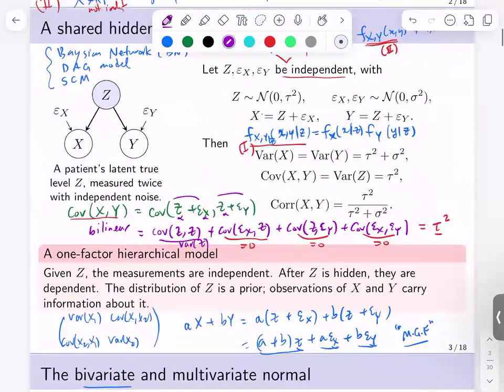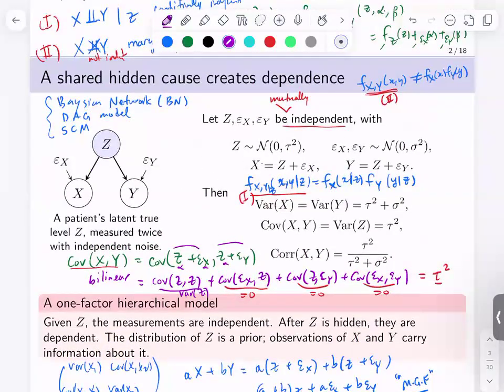So I would encourage you to go through this example in detail and try to understand what we discussed. It's a very good example to understand dependence, independence, conditional independence, and this connects to the idea of Bayesian networks and DAG models and causal inference and a lot of other things.